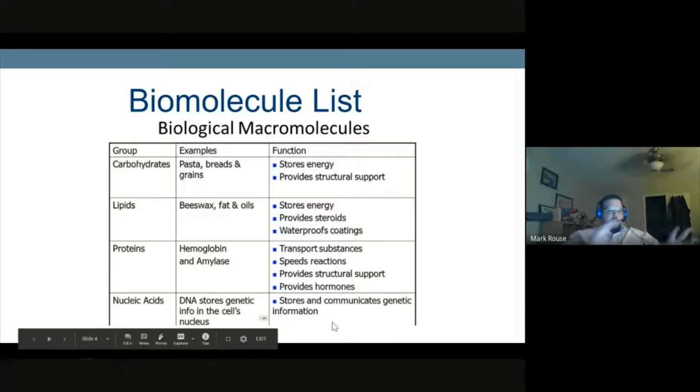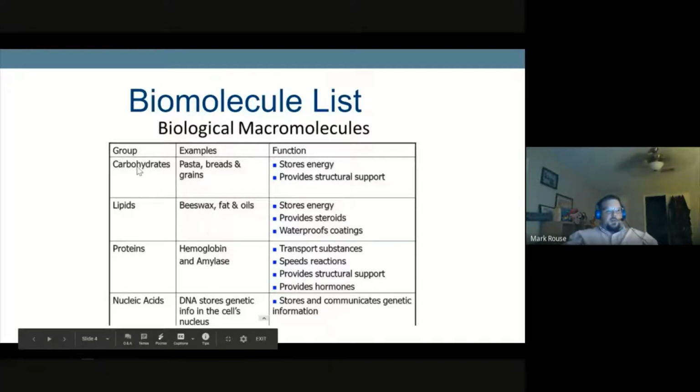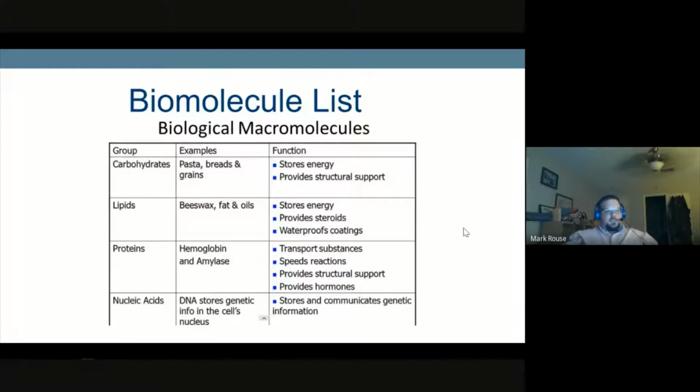And then lastly, we have nucleic acids. So mostly DNA. DNA is genetic information. That's how we know what you look like on the outside. That's how your body knows what you're going to look like on the inside. It's all based on genetic information from DNA. So those are our four main biomolecules: carbohydrates, lipids, proteins, and nucleic acids.